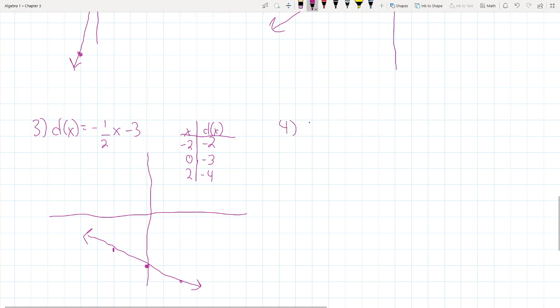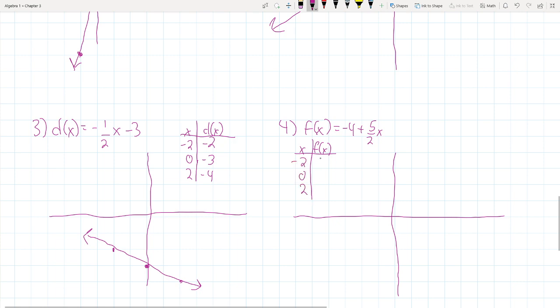Alright, now I do number 4, which says f of x, and this is probably the most common form that you'll see. F of x equals negative 4 plus 5 over 2x. Make my little table, or my graph. x, f of x. I'm going to use negative 2, 0, and 2 because of that denominator. So when I do this, negative 2 turns that into negative 5, so negative 4 minus 5 is negative 9. 0 gives me negative 4, and 2 gives me 1.